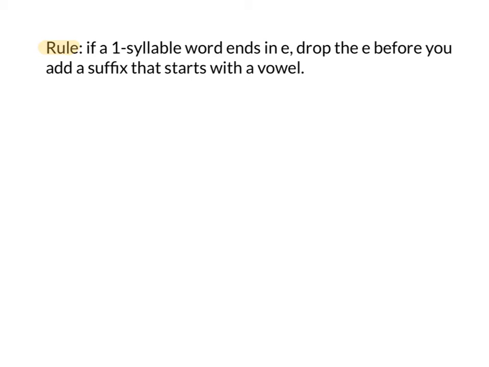So we got, if a one-syllable word. I remember a one-syllable word is a word that would get one clap, right? Every syllable is a different clap. So if a one-syllable word ends in E, it says we're going to drop, meaning get rid of, the E before you add a suffix that starts with a vowel.